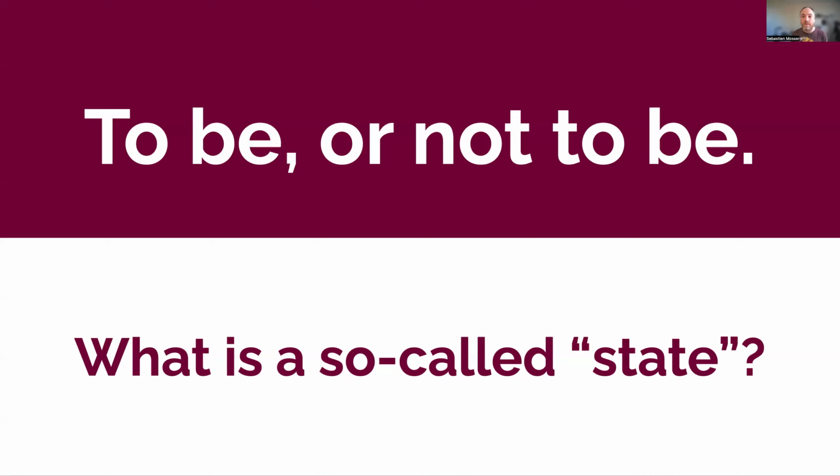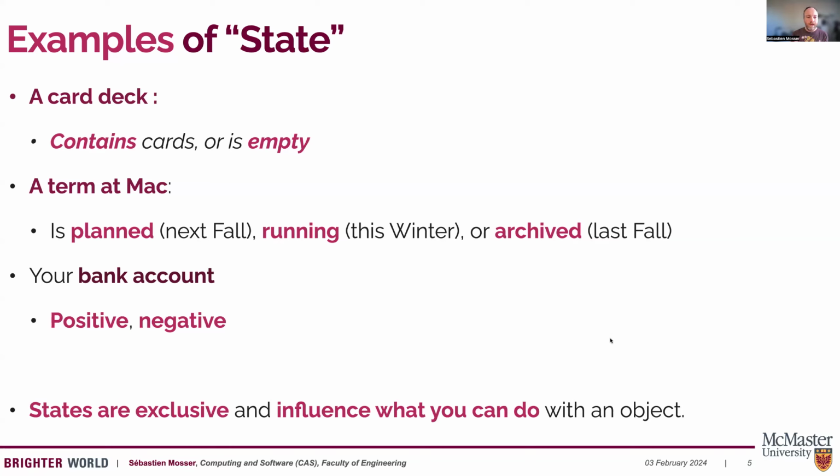Or it can be archived. Last fall, we have legal requirements to archive courses for 2 years. So we're basically keeping all the grades, all the documents and everything. And then when that's done, we're going to be able to flush it. Your bank account can be positive, can be negative. If you take a step back on all of those different elements, we'll see that states are kind of exclusive. I'm in one state or I'm in another one, but I'm not in between.